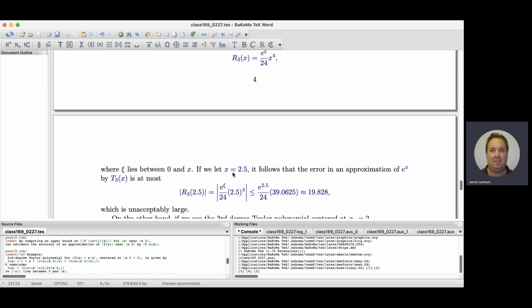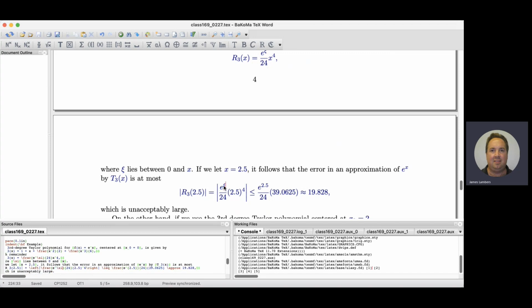So if I were to let x be equal to 2.5, then I can plug it in for x, and then I know that xc is between 0 and 2.5. Now I'm looking for a worst case scenario. E to the x is an increasing function. So the largest that this can get, if xc is between 0 and 2.5, would be at xc equal 2.5. So I go ahead and work all this out, and I get this value. That's how large the error could possibly get.